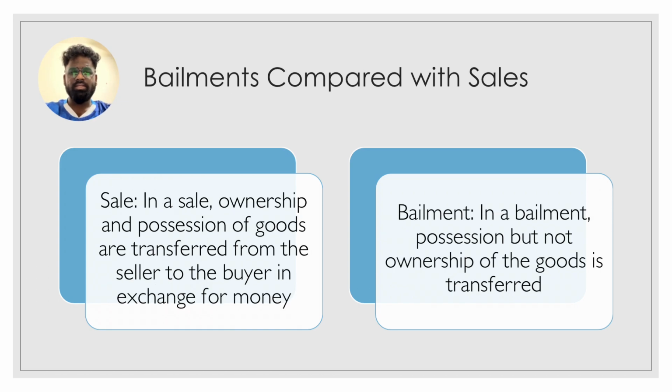This slide highlights the key difference between two concepts, which is sale and bailment. In sale, both ownership and physical possession are transferred from the seller to the buyer in exchange for money. In bailment, only the possession of the goods is transferred, not the ownership. The bailee, the person receiving the goods, must return the identical goods later.